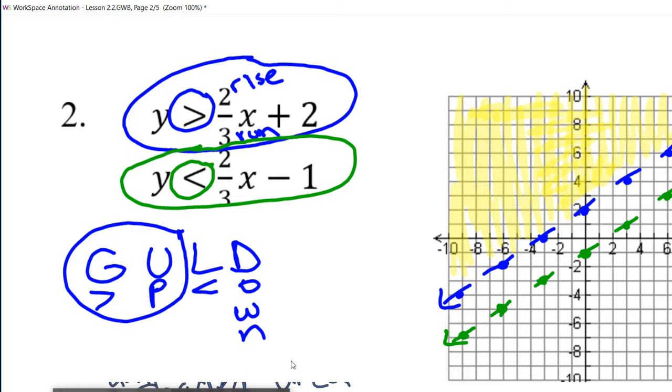Then we have to decide which direction to shade. So looking at this symbol, is this a greater than or a less than? If it's a less than, you shade down. So put your pencil on the line. This direction is down, so everything below the line needs to be shaded.